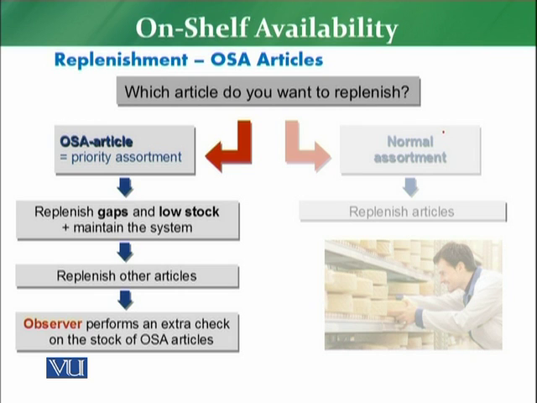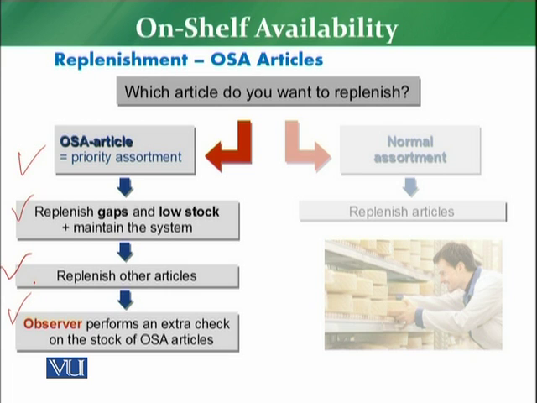There are normally 2 types of assortment: normal assortment, and the assortment which is in the gap, which is on-shelf availability articles that are not available at the moment. This is considered the priority assortment. For these, you have to replenish the gaps and low stocks, plus update the system accordingly. Then you replenish the other articles and use the observer tool, which is used as an extra check on the on-shelf availability of stock. Let me discuss what the observer tool is about in an upcoming slide.